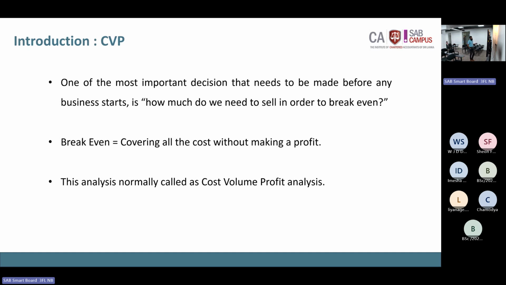So the break-even point is the point where we are covering all the cost. It means the total revenue is equal to the total cost. So that is the point where we start making profits. To run the organization, we need to identify the point at which we can cover all the cost. Then only can we have some kind of profit and some kind of future plan for how much we are going to earn, right? So that is called the cost volume profit analysis.